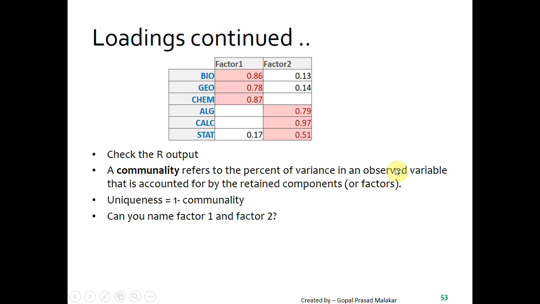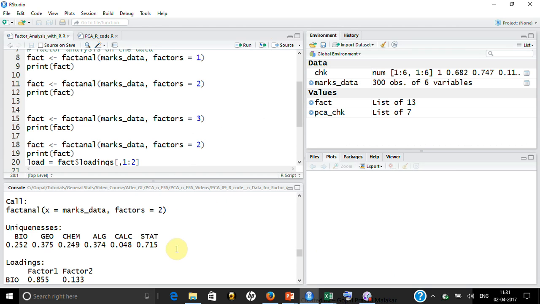Now the last step. Can you name factor 1 and factor 2? If you look at this, in some sense it's giving you scientific aptitude, and this in some sense is giving you mathematical aptitude. That's how you do it. So let's take a look at our output once again.